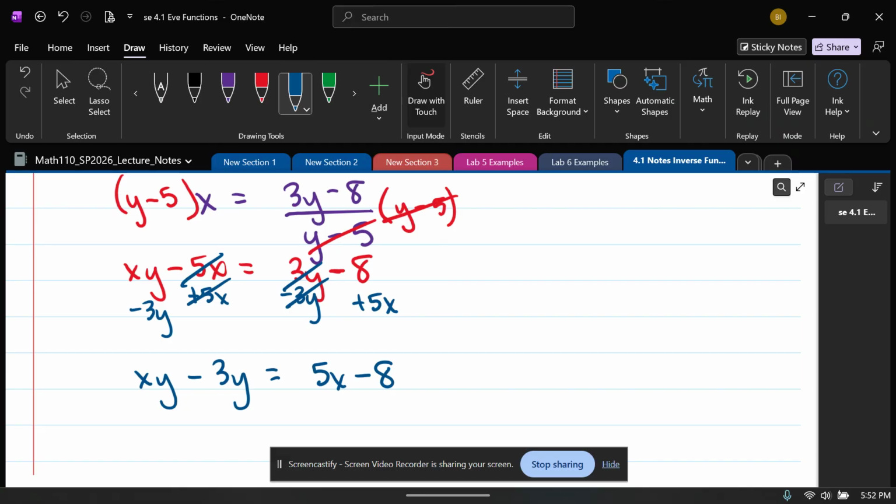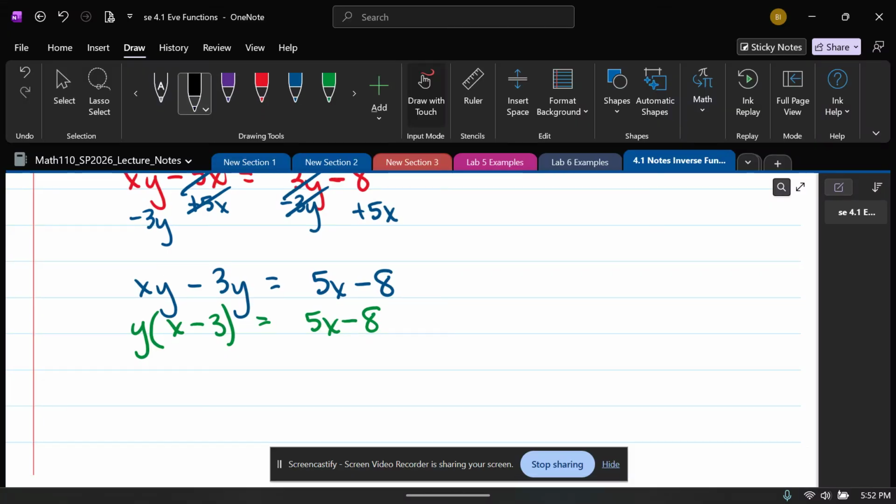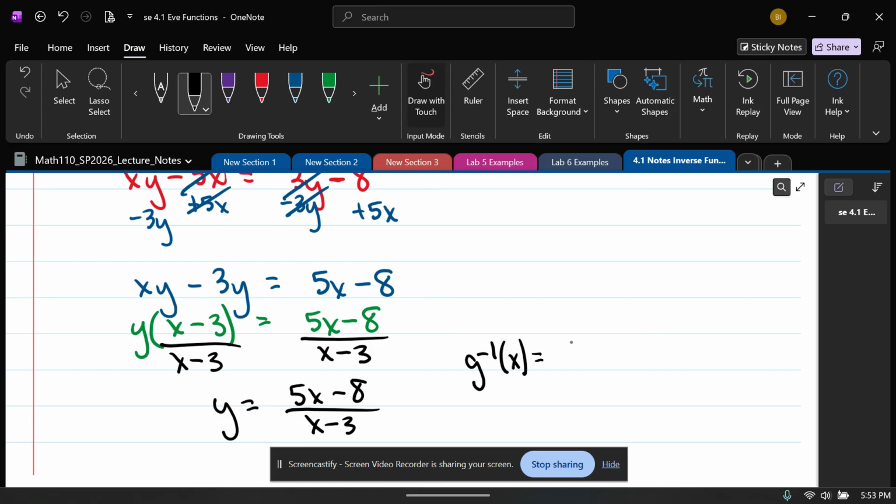Now what? Factor out a y. Yeah, now the tricky step. Factor out the y. x minus 3 left inside. And then divide by that x minus 3. So there's our y by itself, 5x minus 8 over x minus 3. And then we rewrite it. g inverse of x is that mess right there. That's an 8, not a 5.